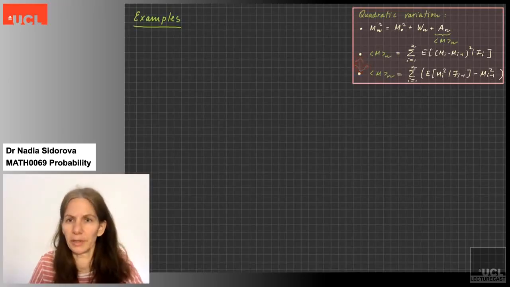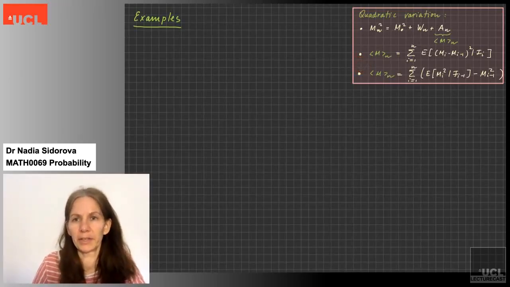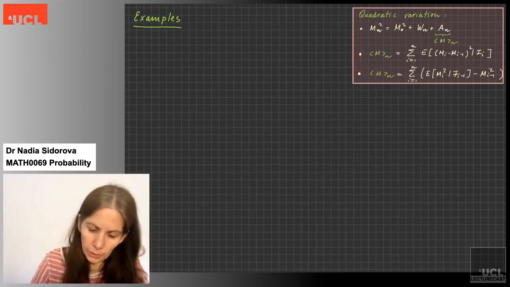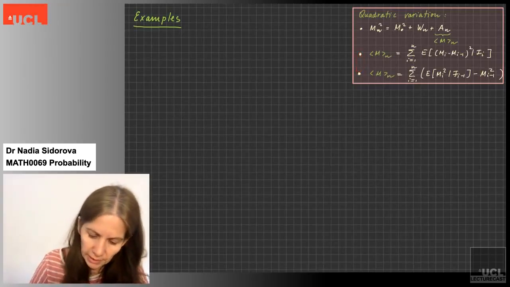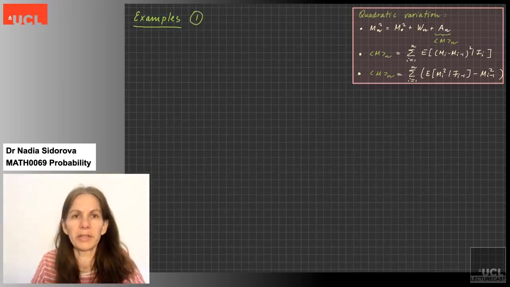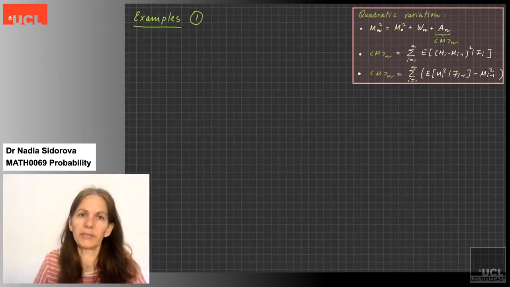The only reason why I'm making a difference here is because it will be more convenient to use one of them in one scenario and the other one in the other scenario, and I want us to see both of them at the same time. But those two are basically the same. So today we are going to see three examples of martingales and what their quadratic variation is.